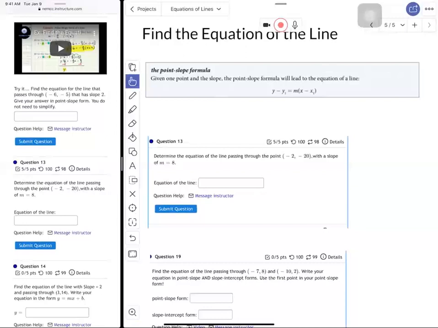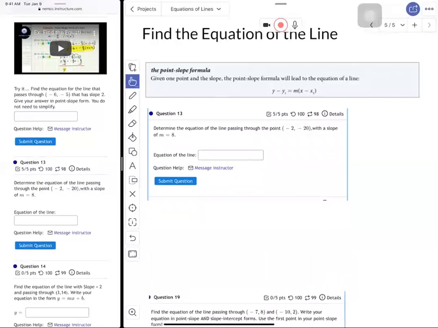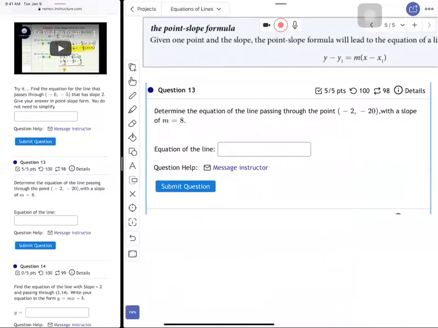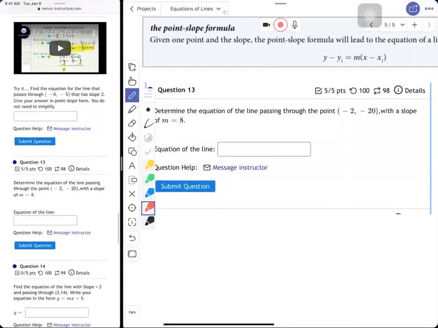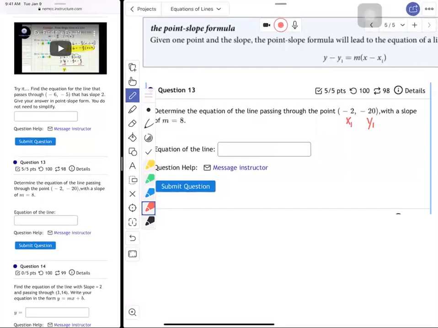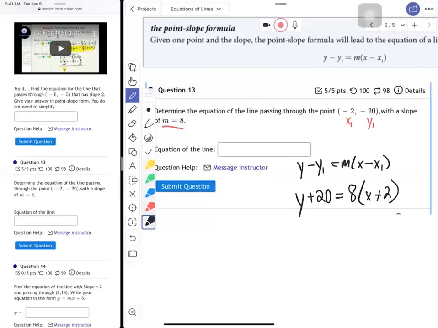All right, let's start with the one right here where we are going to find the equation given a point and the slope. Since we have all the pieces we need, I'm going to come in here and label the point. This will be x1, y1, and m is already labeled for us. So we start out with our formula, y minus y sub 1 equals m times x minus x sub 1, and we plug our numbers in. So y minus negative 20, because negative 20 is our y sub 1, is going to be y plus 20, is equal to m, which is 8 for this problem, times x minus x sub 1, which is negative 2, so x plus 2. That's what we get there.